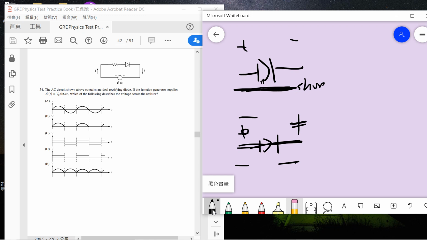So from this point of view, the answer is B. It's obvious that when you change the sign of the voltage, the output becomes 0. So that's 54.